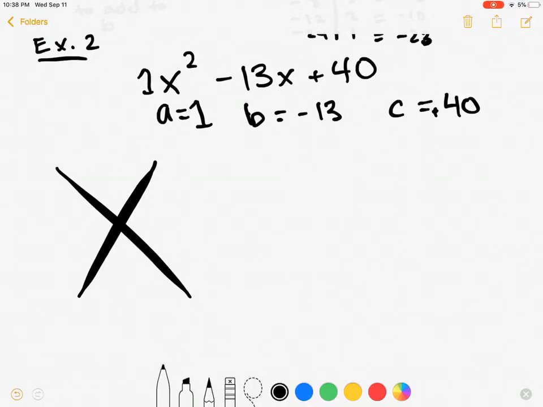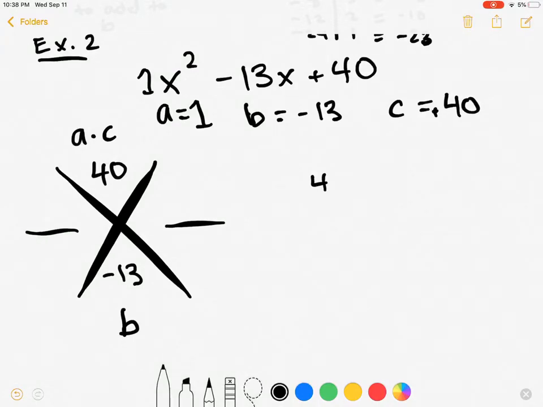Remember, in the top of the diamond, we have a times c. 1 times a positive 40 means that we're going to be trying to find factors of 40. In the bottom of your diamond, those same two factors that multiply to 40 have to add to the linear coefficient b, in this case negative 13.